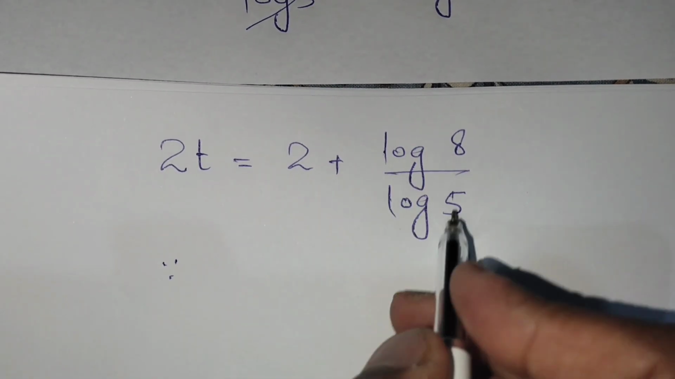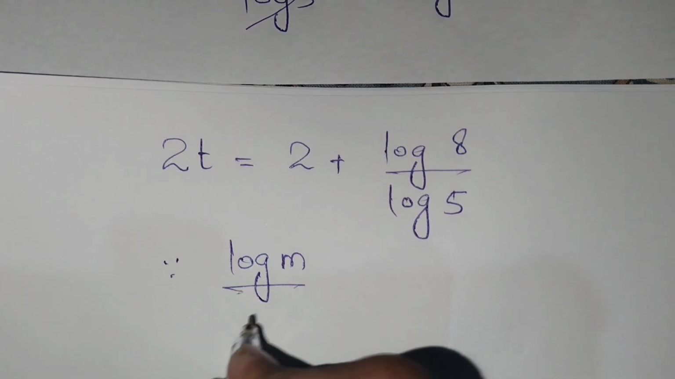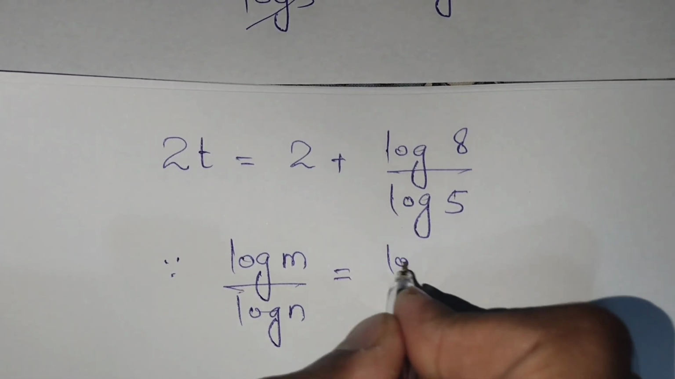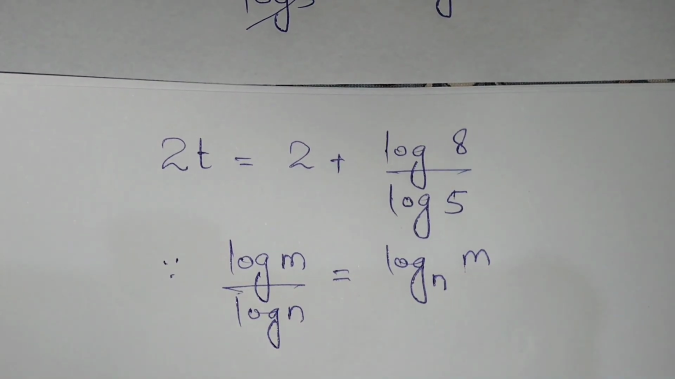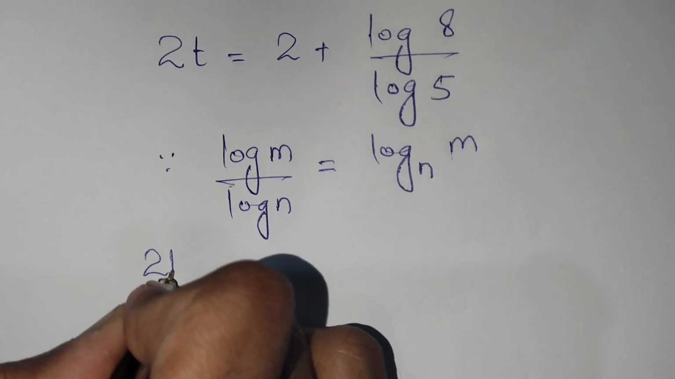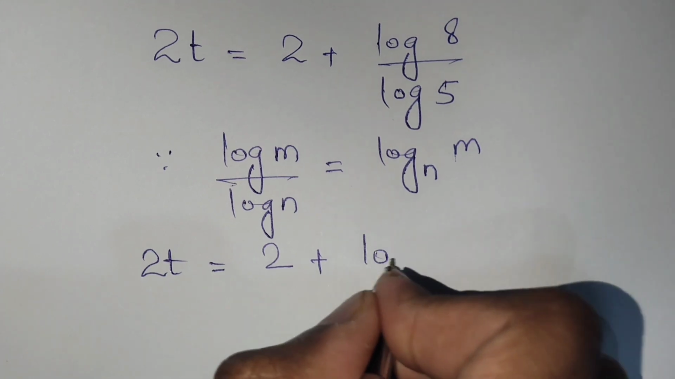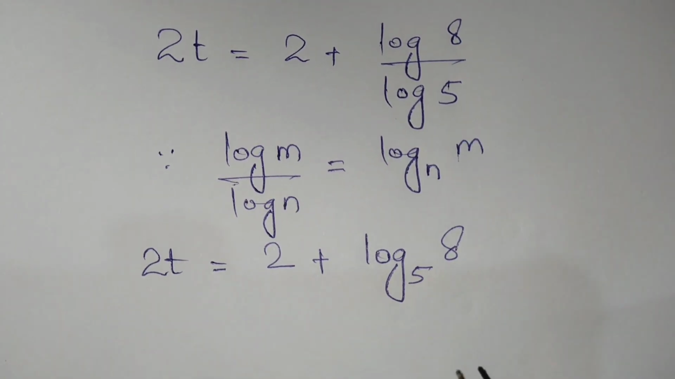Here we will use a formula. Log of m divided by log of n is equal to log of m to the base n. So the equation now becomes 2t is equal to 2 plus log of 8 to the base 5.